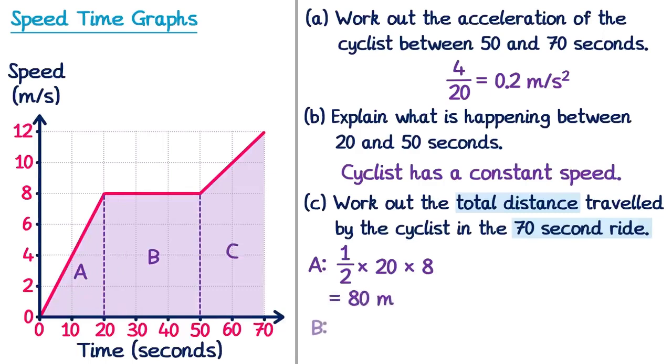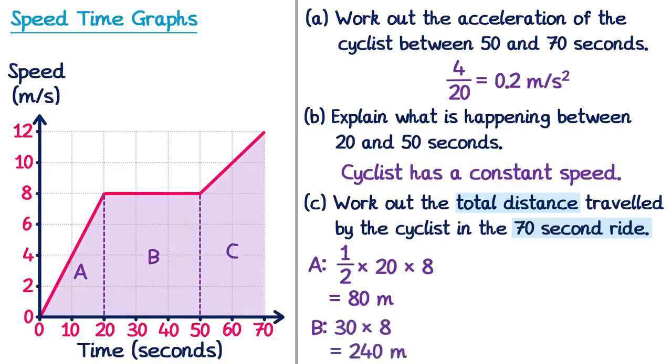Now if we move on to the rectangle, this is just the base, which goes from 20 to 50, so that's 30, and then the height from 0 to 8, which is 8, and we multiply those together, so 30 multiplied by 8, which is 240.